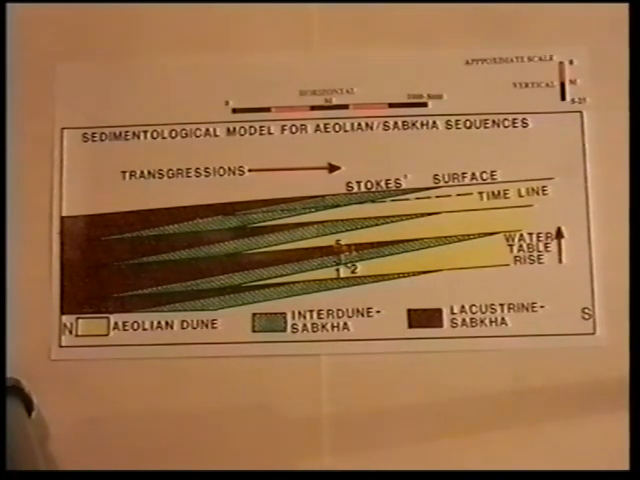Deflation and truncation then occurs down to the water table of previously deposited lacustrine, interdune and aeolian dune deposits. This forms a laterally extensive timeline or Stokes surface which can be correlated over thousands of metres.